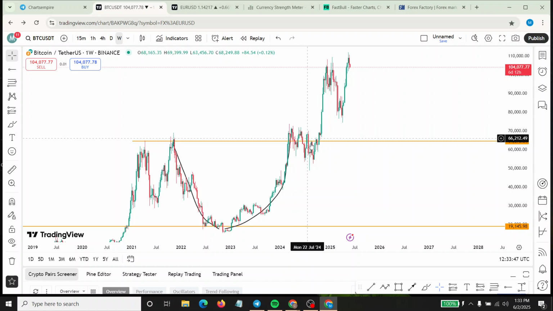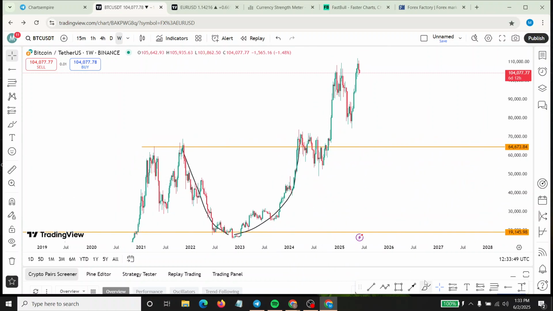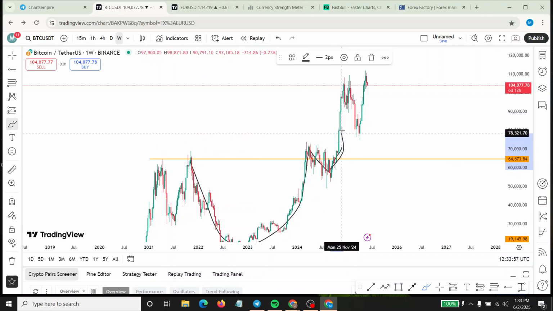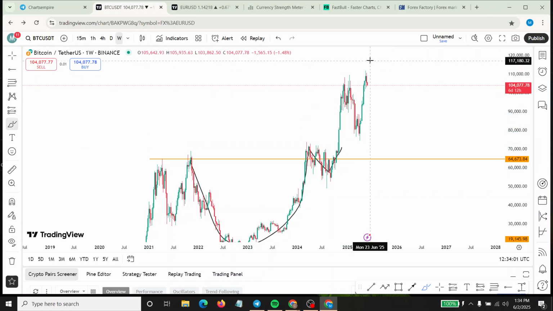When it reaches here, the sellers try to push the price down, but eventually the buyers were able to break out from this zone again. They break out from this zone here. So after this breakout, we can notice something happened here.